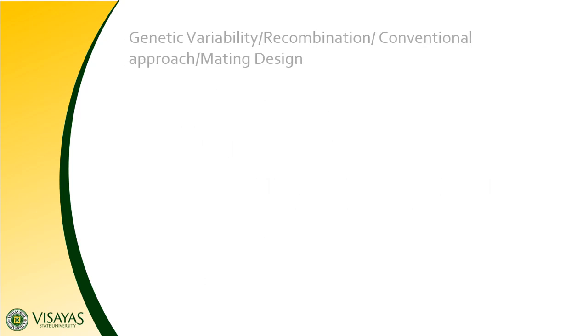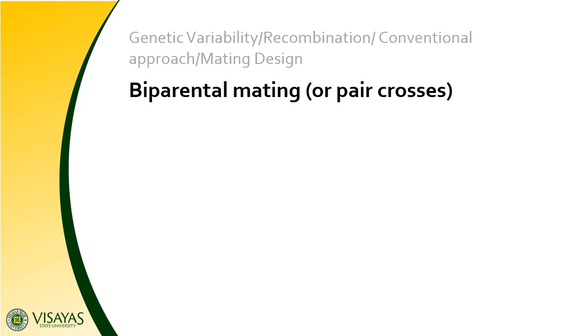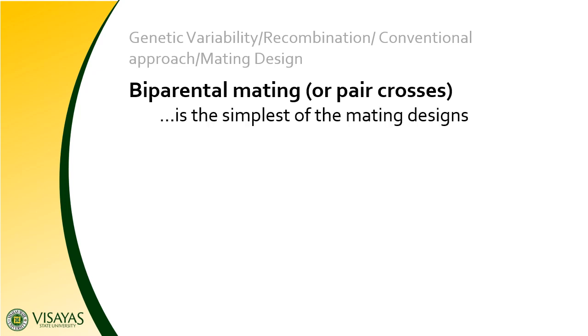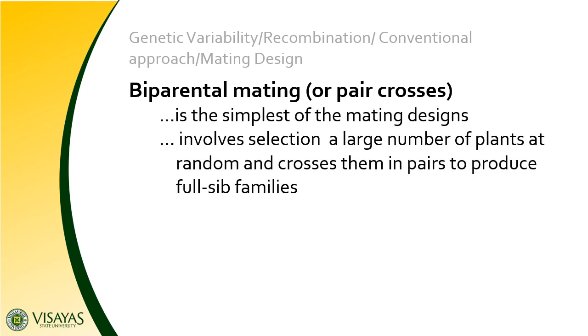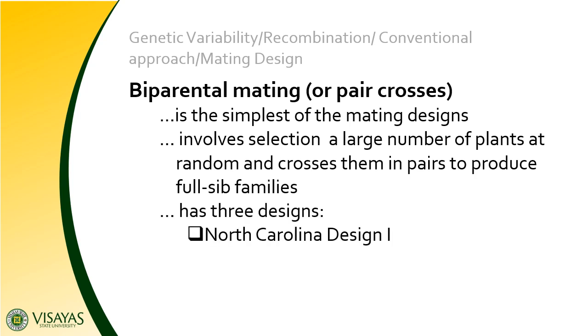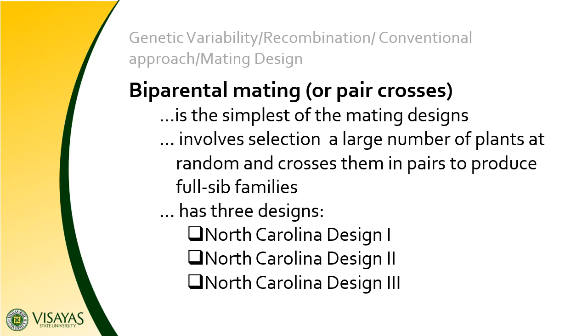So here under mating design, you have biparental mating or pair crosses. This is the simplest of the mating designs. These involve selection of a large number of plants that are random and crossing them in pairs to produce full seed families. So it has three designs. First you have the North Carolina design 1, North Carolina design 2, and North Carolina design 3.